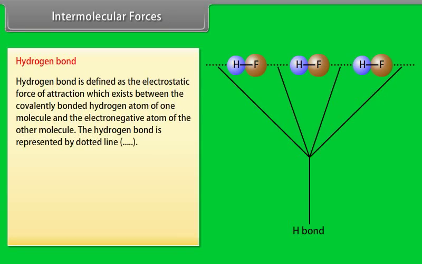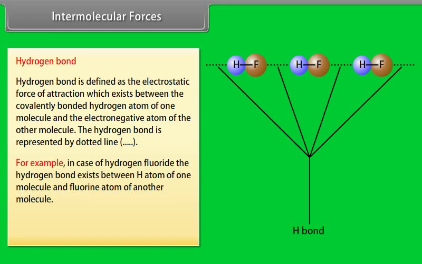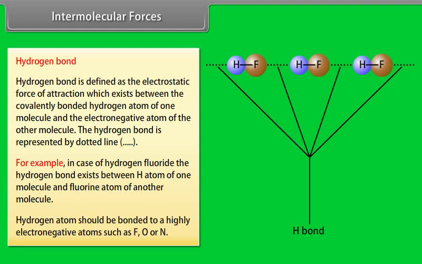Hydrogen bond. A hydrogen bond is defined as the electrostatic force of attraction which exists between the covalently bonded hydrogen atom of one molecule and the electronegative atom of the other molecule. The hydrogen bond is represented by a dotted line. For example, in hydrogen fluoride, the hydrogen bond exists between the H atom of one molecule and the fluorine atom of another molecule. Hydrogen atoms should be bonded to highly electronegative atoms such as fluorine, oxygen or nitrogen. The larger the electronegativity of the other atom, the greater is the strength of the hydrogen bond.